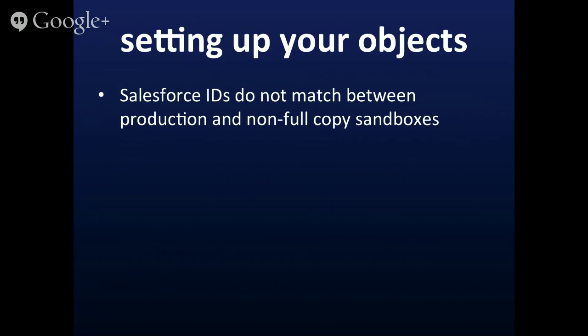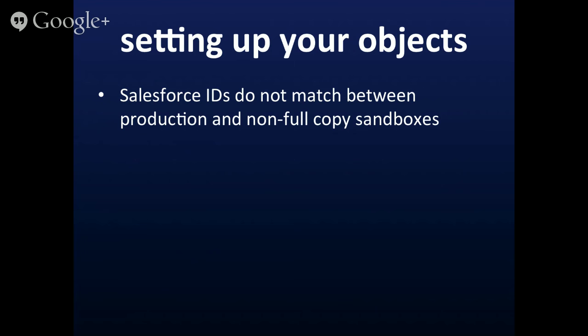Let's talk a little bit about setting up the objects. With Salesforce IDs, if you do a production refresh, your full copy sandboxes will get records with IDs that match the production system. But if you take the same record, minus the ID, and load it into a sandbox, you will have a different ID. You cannot have the same IDs between production and dev sandboxes, QA, or any kind of sandbox except full copy. That causes a problem when we go to export.